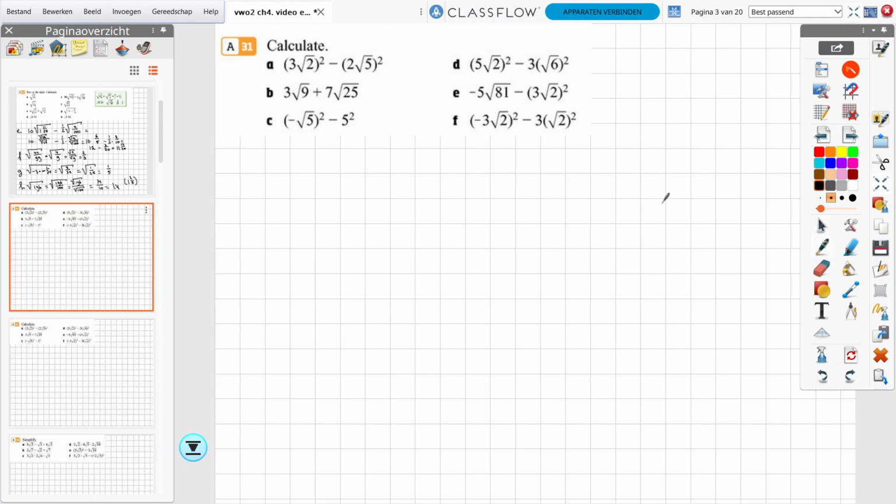Hey everyone, exercise 31 we're going to take a look at. We're going to take a look at how we can calculate with fractions, right? And it's important to know what a square combined with a root does and what a square combined with a product does. So 3 root 2 are products and how to work with them. So let's take a look.